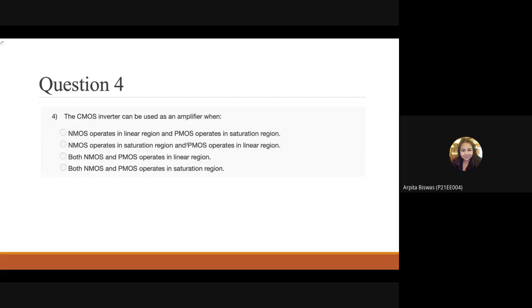This is question number 4. The CMOS inverter can be used as an amplifier when: option A, NMOS operates in the linear region and PMOS operates in the saturation region; option B, NMOS operates in saturation and PMOS operates in linear; option C, both NMOS and PMOS operate in linear; and option D, NMOS and PMOS both operate in the saturation region. Yes, both are in saturation. Option D is the right answer.